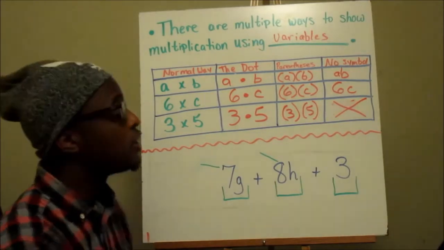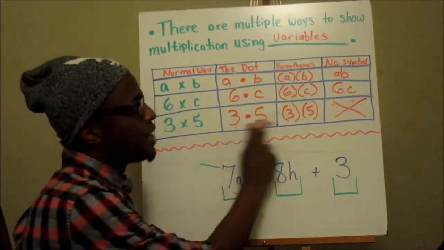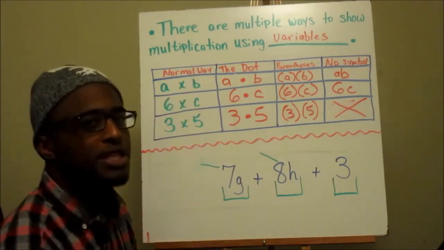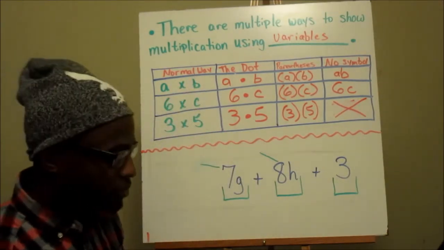And from this point forward in the year, Ms. Juhan and I want you to start using either the dot or the parentheses to represent multiplication. We want to get away from using the X because we're going to be using X's to represent variables. Alright?